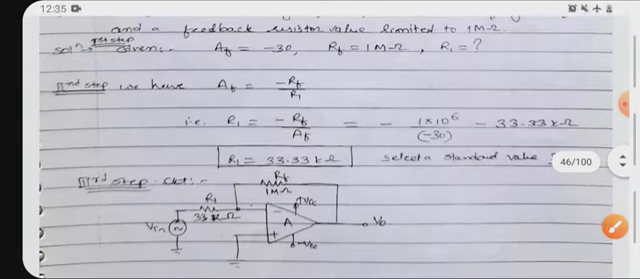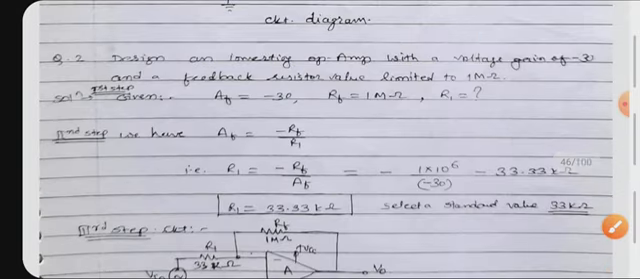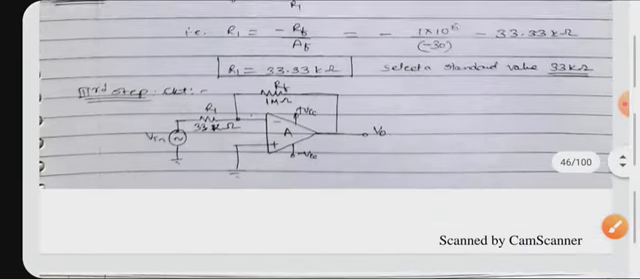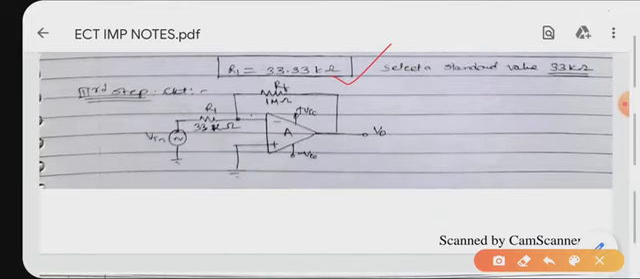It's very simple. Second question, design an inverting amplifier with a voltage gain of minus 30 and feedback resistor of 1 mega ohm. Now the feedback resistor value is given. Follow the same procedure and calculate the value of R1 here, because RF is given. And in the last step, don't forget to draw the circuit diagram, mentioning the values of all components.